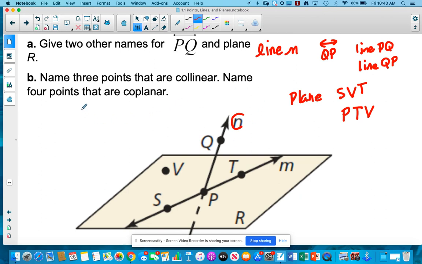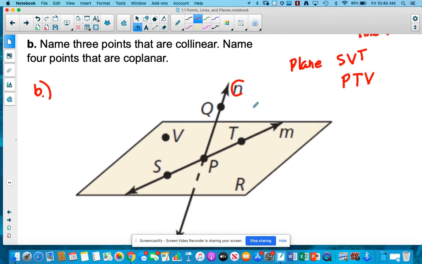And then, so we've done A, okay? So let's look at B. B says name 3 points that are collinear, meaning they lie on the same line. So if I scroll this up, Q and P are the only points that are on the same line. So I have to take S, P, and T. So you would say point S, P, and T.